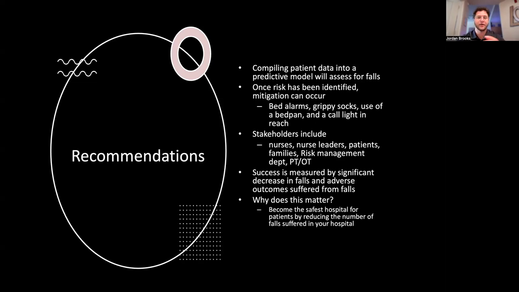Compiling the patient data into a predictive model will assess for the falls. But once the risk has been identified, mitigation can occur, such as bed alarms, grippy socks, the use of a bedpan, call light in reach, and medical alert bracelets.